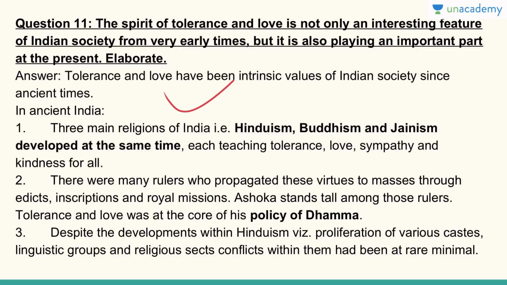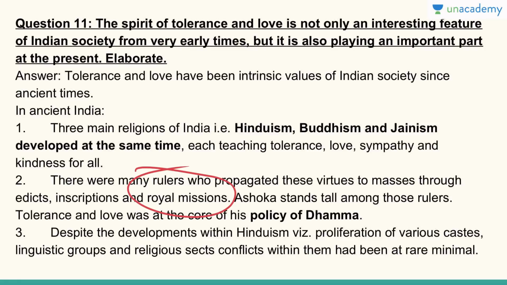Buddhism and Jainism were developed around 2500 years ago. They taught tolerance, love, sympathy and kindness for all. And there were many rulers including Ashoka the Great who propagated these virtues to the masses through edicts, inscriptions, royal missions, etc. Ashoka stands tall among those rulers, and he even sent his own son and daughter to Sri Lanka and other places in Asia to spread Buddhism. Tolerance and love were the core of his policy of Dhamma.